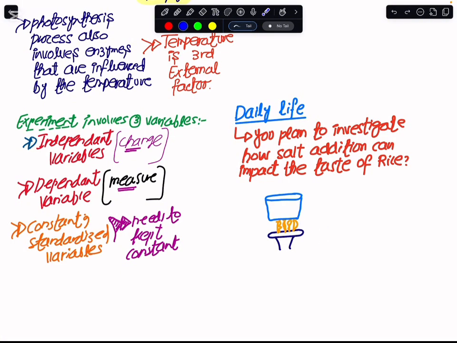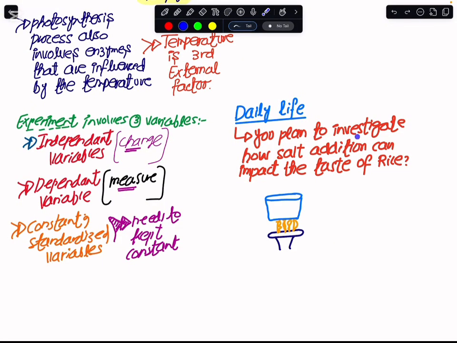So these are all the factors that would have an impact on the rice. But since I just want to see the impact of the salt addition on the making of the rice, in this investigation, I would keep the amount of rice, the spices, the oil, and the amount of heat constant. And every time when I'm making the dish, I would keep on adding a different amount of salt.